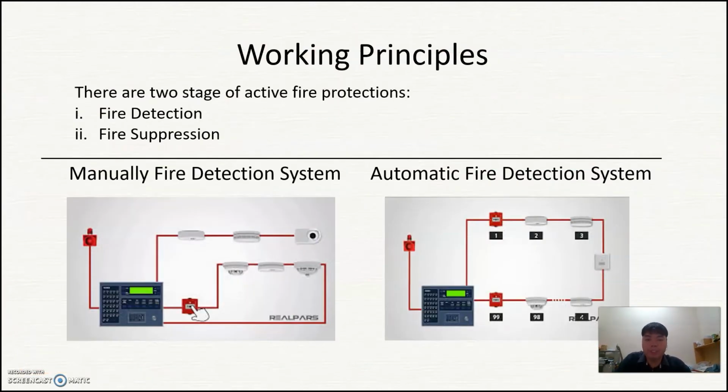Okay, here comes the working principle of the active fire protection system. So there are two stages. One is fire detection, and the other stage is fire suppression. For fire detection, there is manual fire detection and automatic fire detection. Manual means you need to use your hand to activate the fire detection yourself.